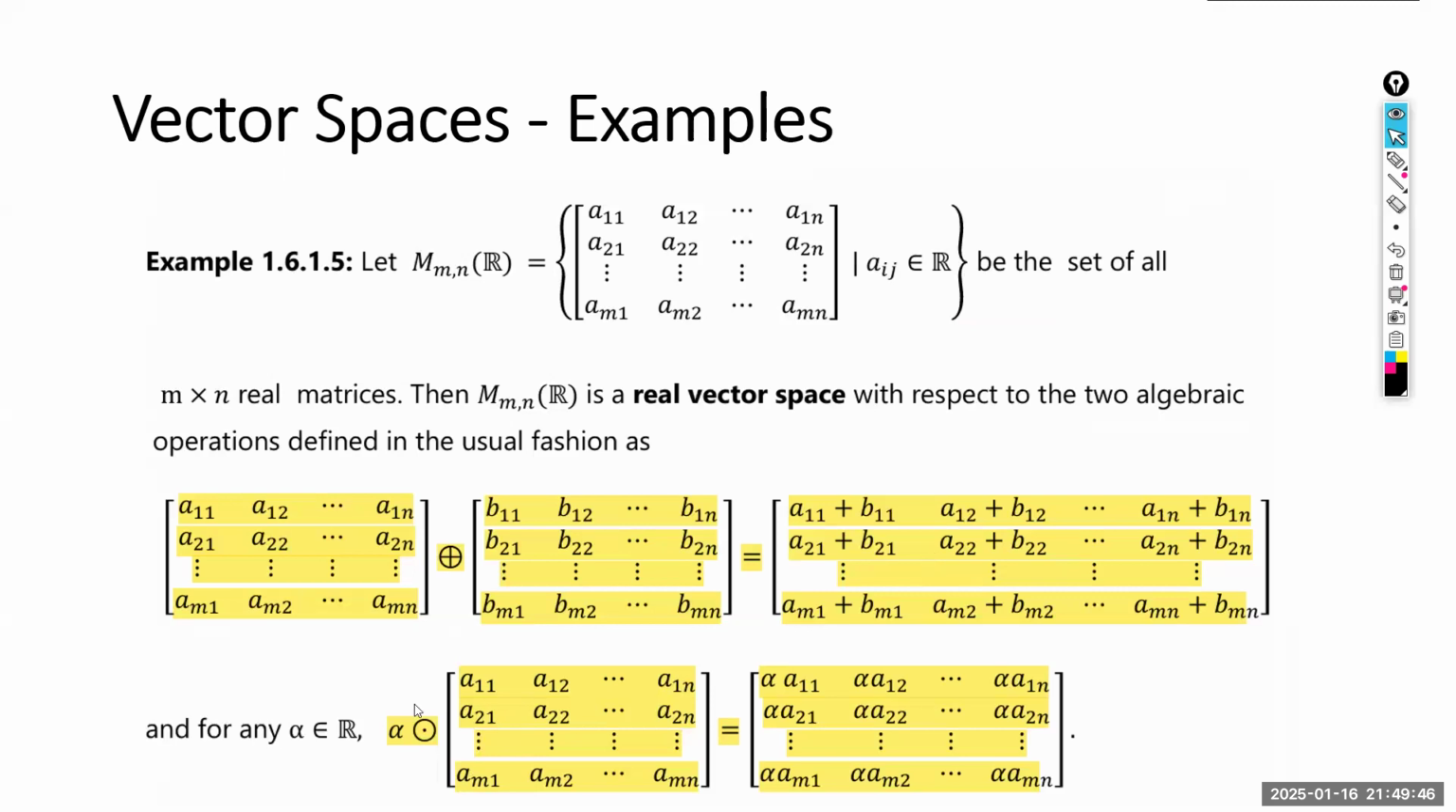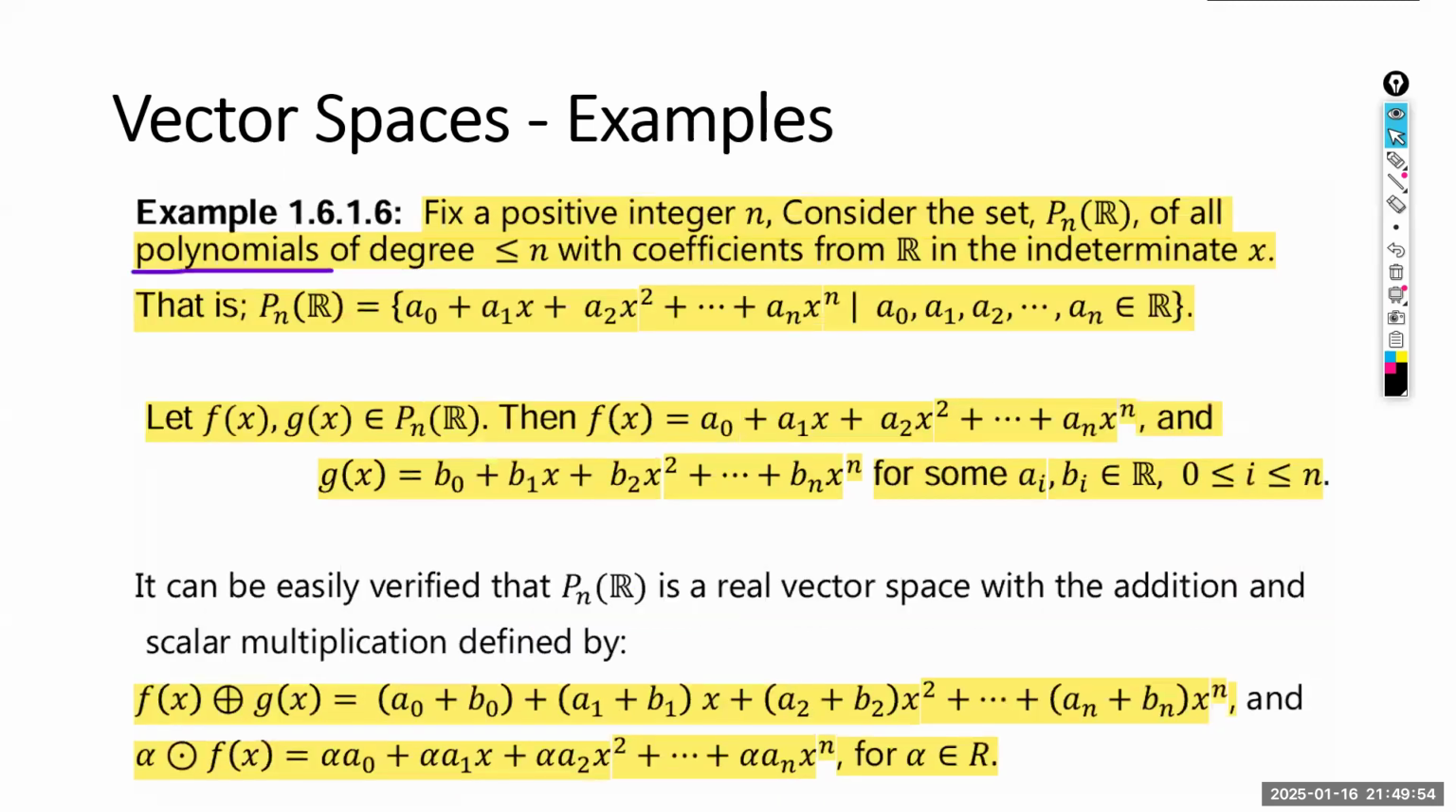When you multiply a matrix by a scalar constant, you get a matrix. Yes, vector space. Matrices are vectors. Okay.